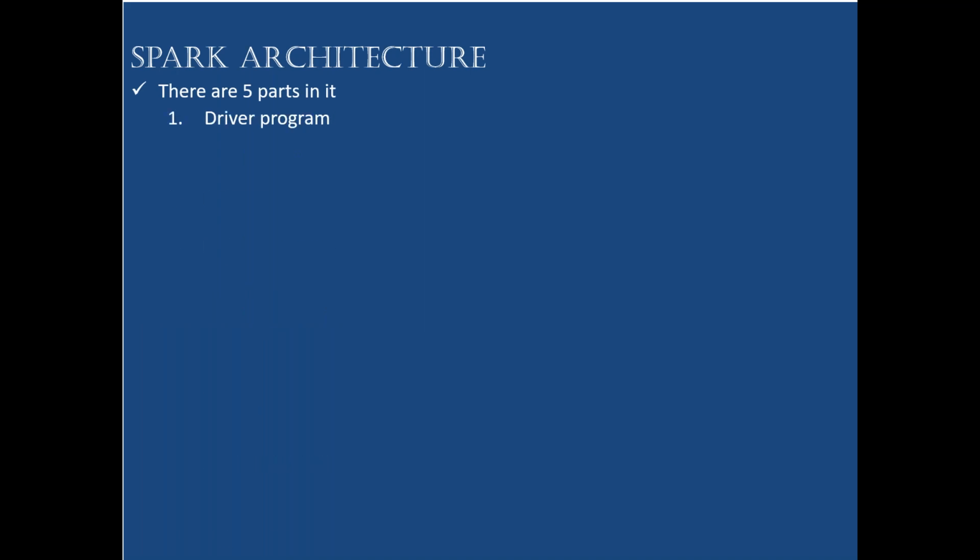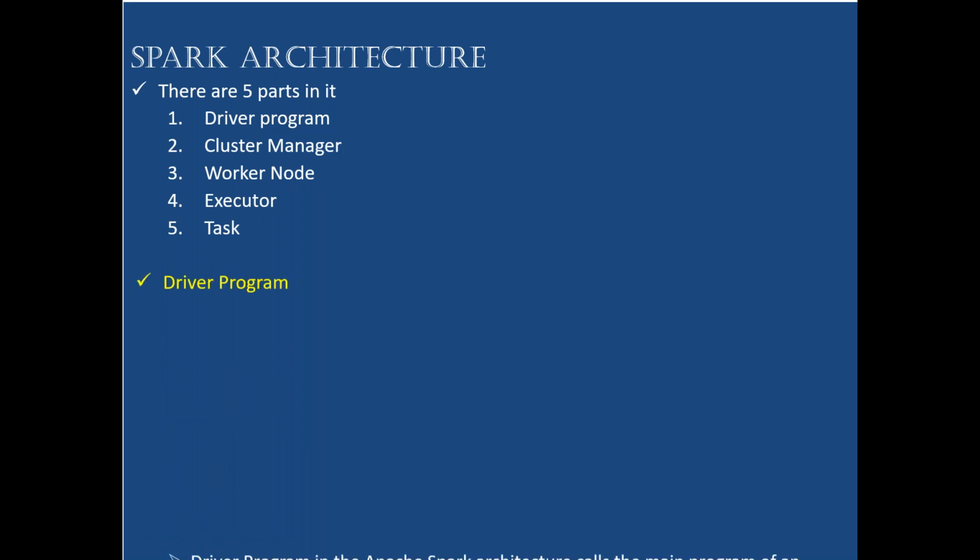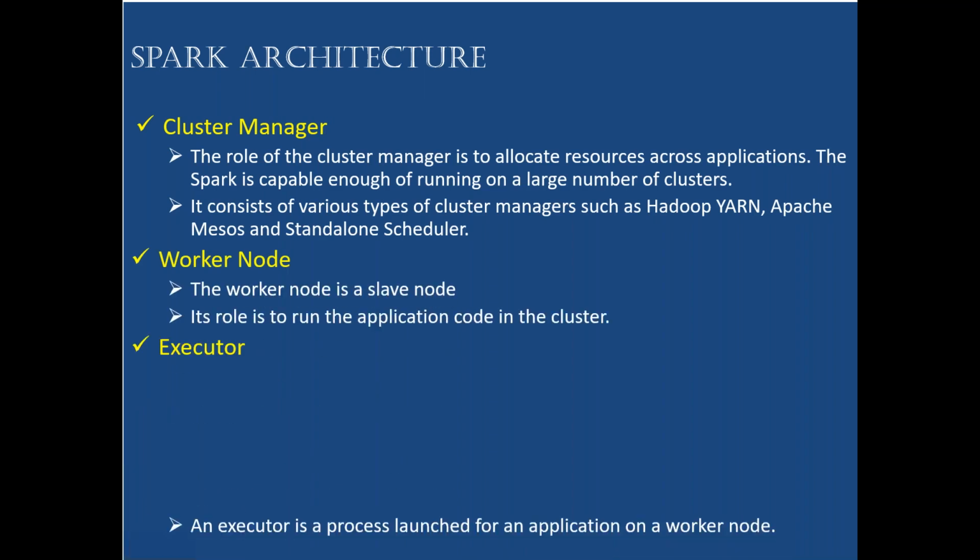No, this is clear. Okay, let's move. Spark architecture. In Spark architecture there are 5 parts: driver program, cluster manager, worker node, executor, and task. I'll mention them clearly. Theory we will talk about later, because theory is not that important. Let's focus on the diagram.